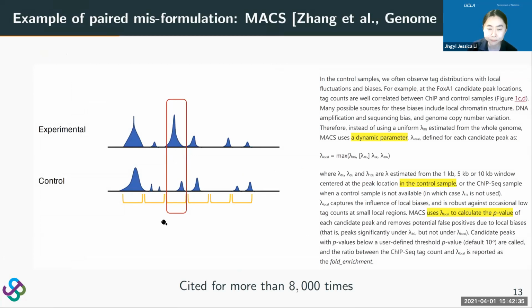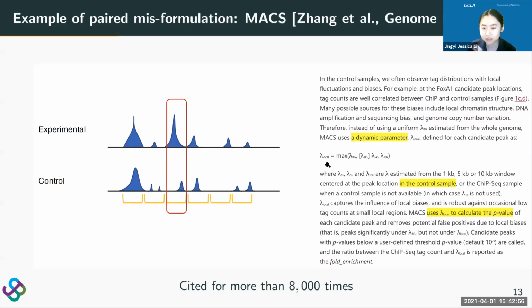It's for calling peaks from ChIP-seq data, the example I showed before. And this paper has been cited for more than 8,000 times. So it's one of the most successful software tools. And if we read the method section, we'll see that the way it calculates a p-value is to first, for each region, define a lambda parameter for the null distribution.